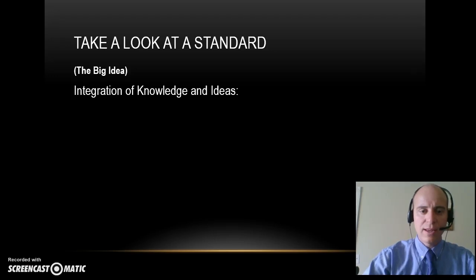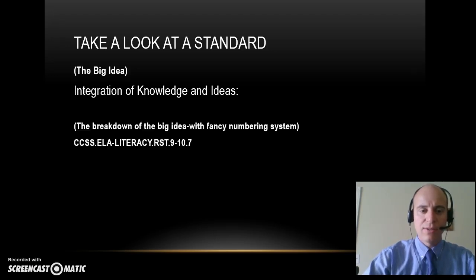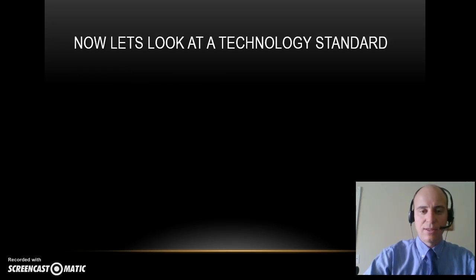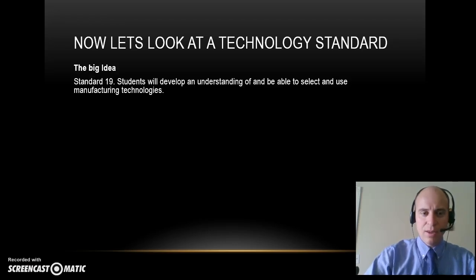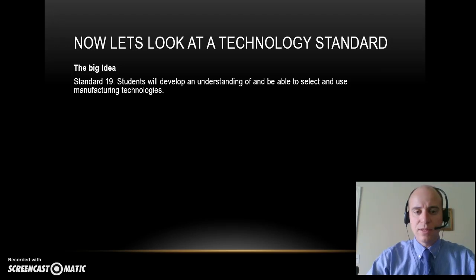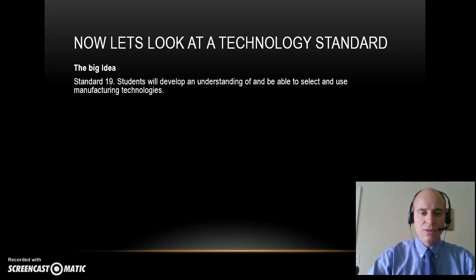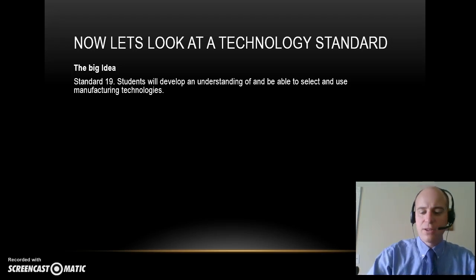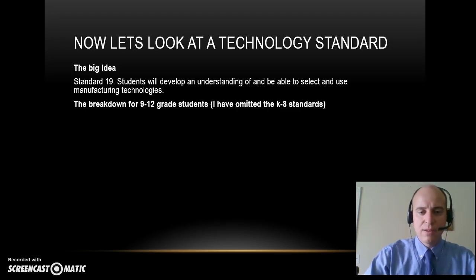Okay, so we'll take a look at that standard again. The big idea, integration of knowledge and ideas. They break that idea down with their coding scheme, and then an explanation of what that particular standard consists of. All right. So now we'll take a look at a standard from the technology area. Okay, so this is standard 19 from the Standards for Technological Literacy. So students will be able to develop an understanding of and be able to use and select manufacturing technologies. All right, and then I selected just the 9th through 12th grade standards.